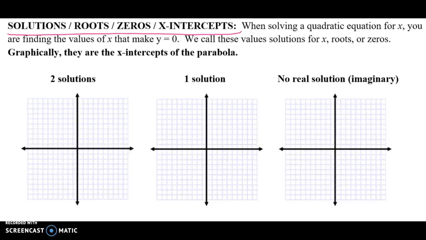So when we solve a quadratic, the solutions are the x-intercepts of the graph. So graphically, we can see here we have three possibilities. So what would it look like to have two solutions to a quadratic? Two x-intercepts. So how could I draw a parabola so that it crosses the x-axis 2 times?